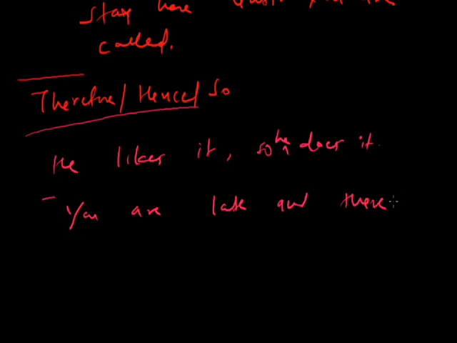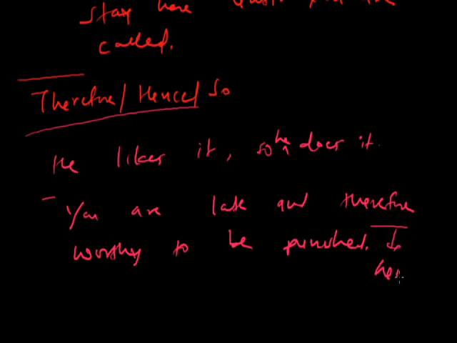You are late and therefore worthy to be punished. You are late and therefore worthy to be punished. Now, you are late and hence worthy to be punished. You are late and so worthy to be punished. Clear? So it can be replaced by hence and so. Clear? You're late and therefore worthy to be punished. Therefore and hence they mean so. So you do know how to use them now, don't you?